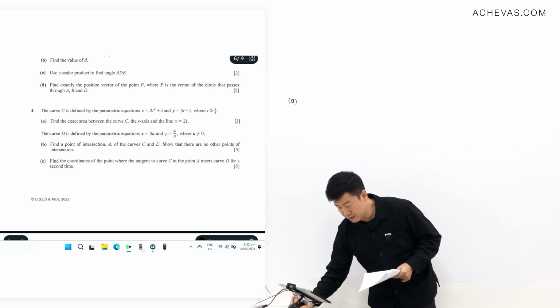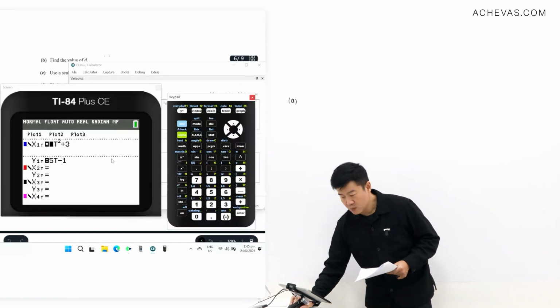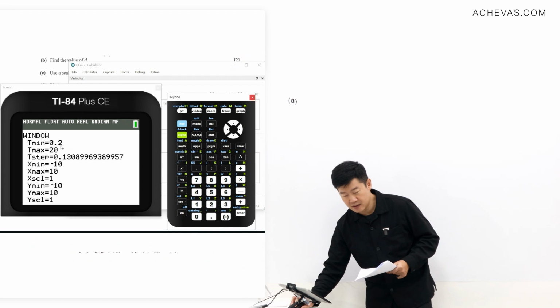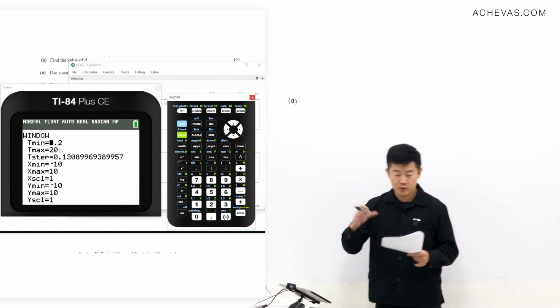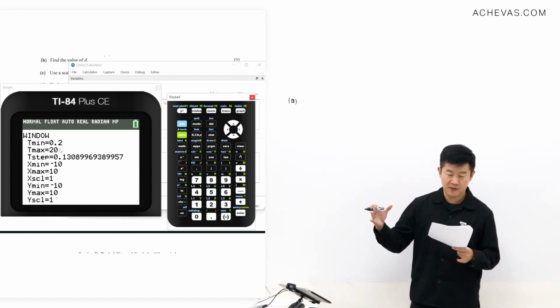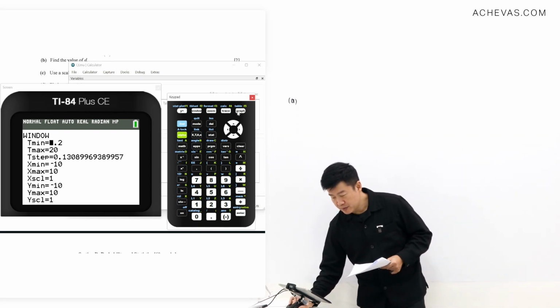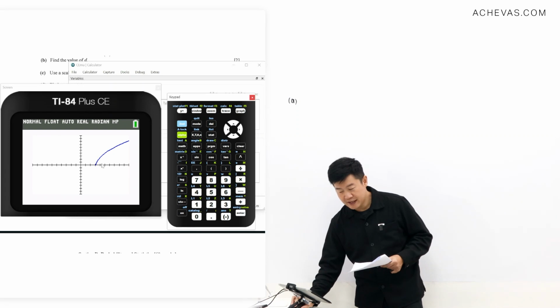So we have this. I've already plotted it in. Okay, and let's make sure that we go to window and set the values of t that are appropriate for this parametric equation properly. So this is 1 over 5, and I'm going to go all the way to positive infinity, but I'm going to just use 20 to simulate a big value. I'm going to draw my graph, and the graph looks like this. So it is going to be the area between the curve, the x-axis, and x is equal to 21. It is chopped off here at 10.